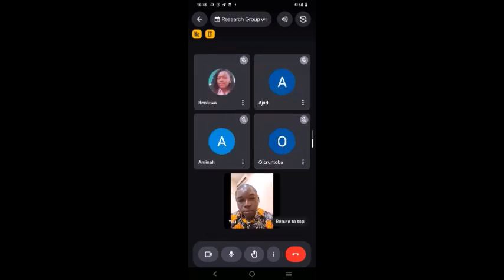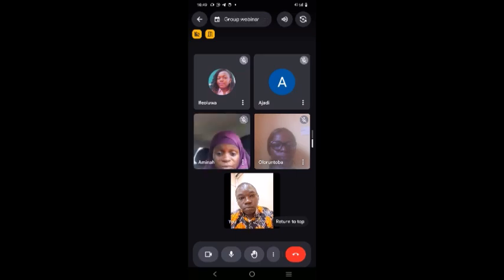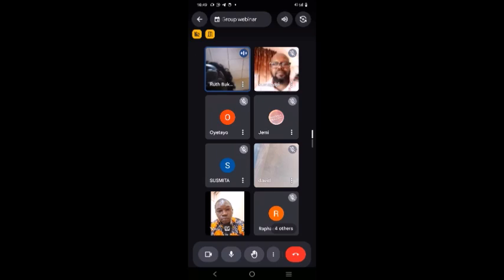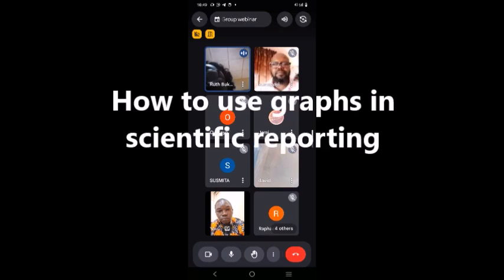You are talking about how to use graph in scientific reporting. You've done a project. You've done a research, and you are to tell us how you are going to interpret that result using graph. And now you are bringing in citation. So I don't understand. Please, when you are given a topic, stay on the topic.